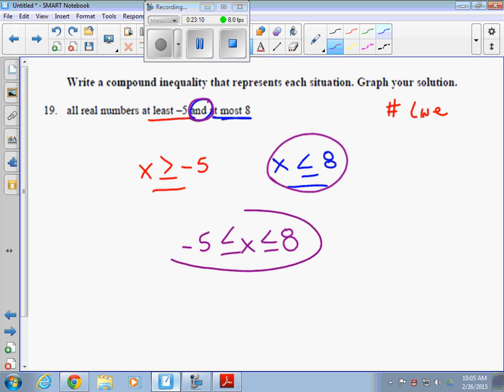Here is your compound inequality. Negative 5 is less than or equal to x, which is less than 8. Then it tells you to graph your solution. You only have to graph the numbers negative 5 and 8.